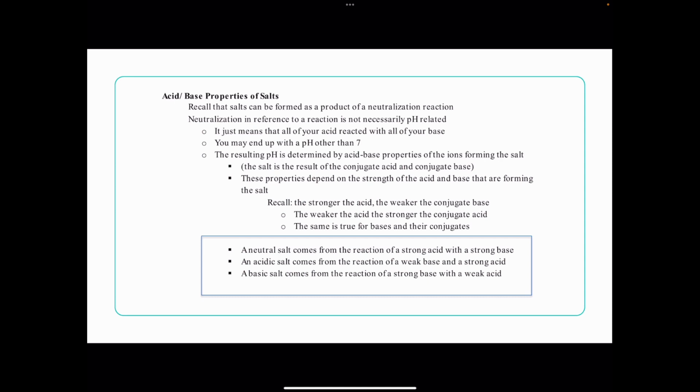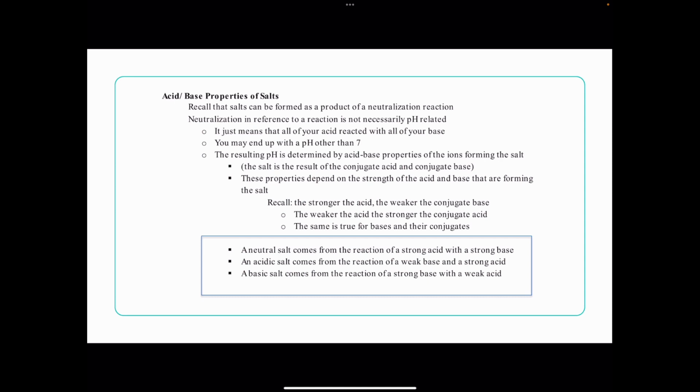We could do a neutralization reaction and we could end up with a pH other than 7. This is because, remember that when we're reacting an acid with a base, each acid and base have conjugate acids and bases. That's what's forming our salt. So our salt is the result of the conjugate acid and the conjugate base. And those conjugates can have acid-base properties.